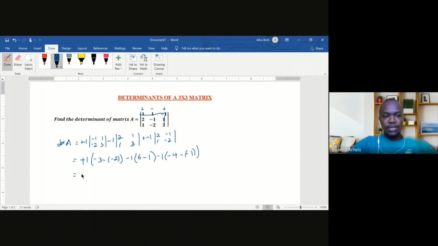I bring down my plus 1, open the bracket, minus 1, minus 3, minus is plus, so we have plus 2, minus 1, open bracket, 6 minus 1 is 5, minus 1, open bracket, minus 4, so minus is a plus, so we have plus 1 there. Again, step by step.